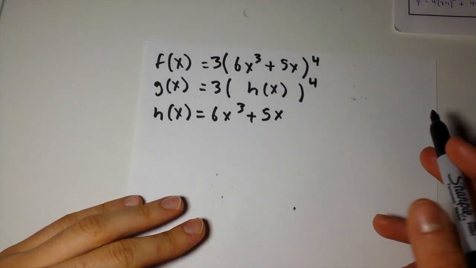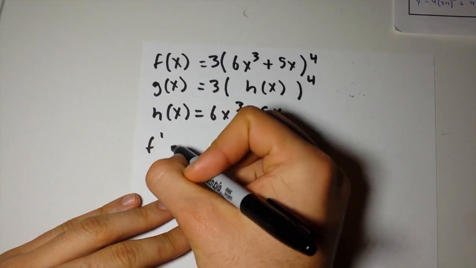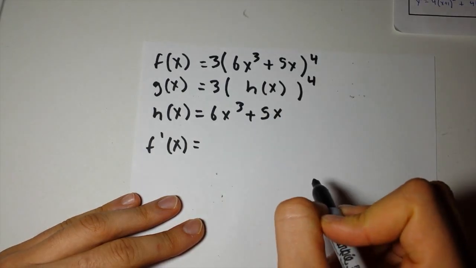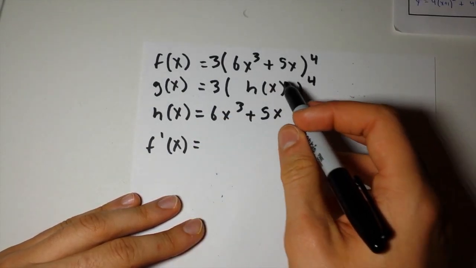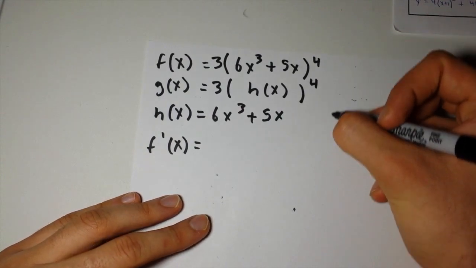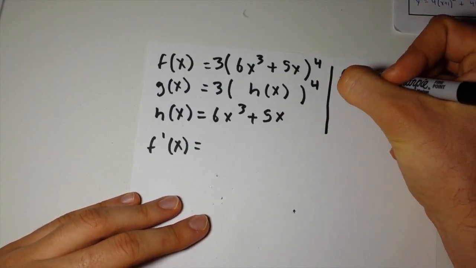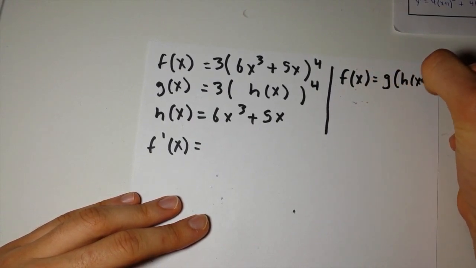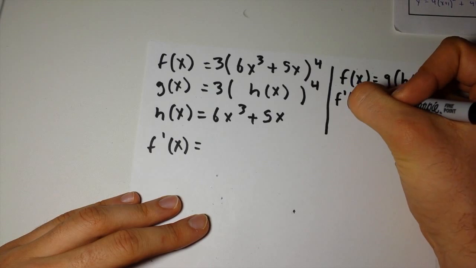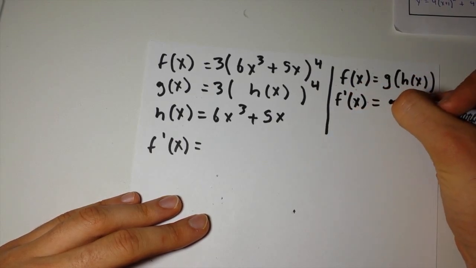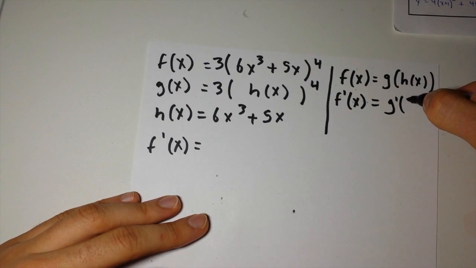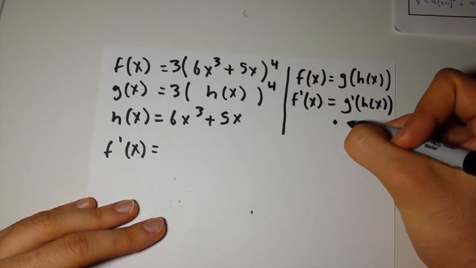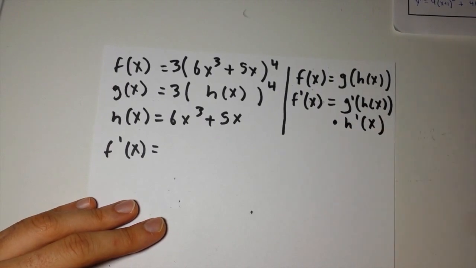And so we can now try and take our f prime. So f prime of x, right? So we can bring this 4 down and multiply it by, so we're first taking the prime of g of x with h of x on the interior. Remember, just a quick side note to keep you guys informed, our f of x looks like g of h of x, and our f prime of x is going to look like g prime of h of x multiplied by h prime of x.